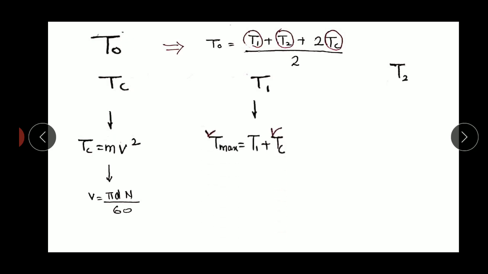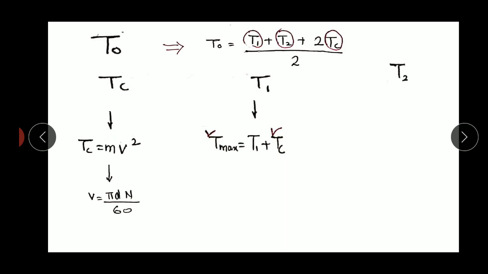Now how to find T1? We have the formula for maximum allowable tension, Tmax, which is already given. Tmax is equal to T1 plus Tc. As Tmax is given and Tc we have found, we can put the value of Tc in this equation and easily find T1, which will be the single unknown. So that's how we are going to find T1.